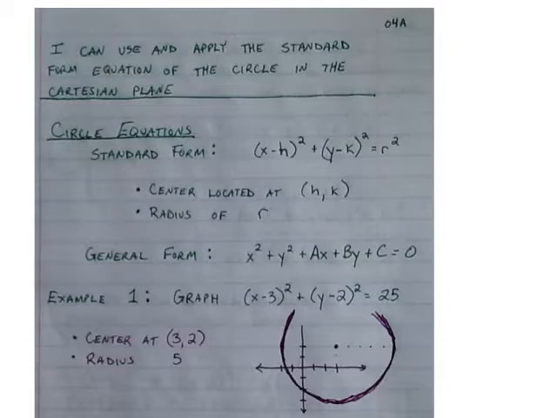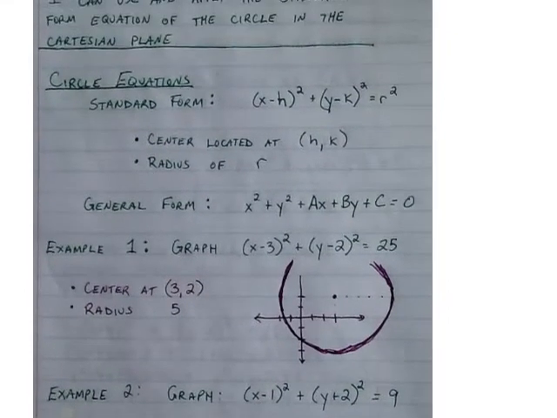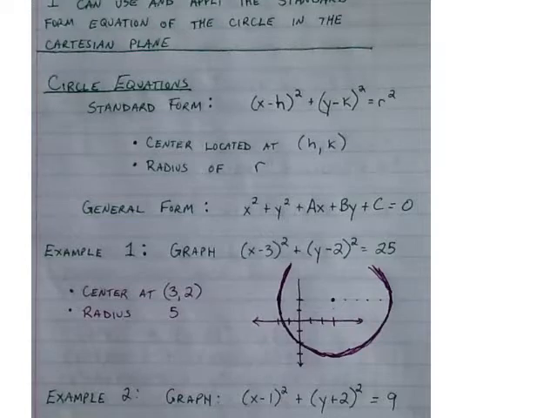So let's take a look at the first example. What we have is graph the equation (x minus 3) squared plus (y minus 2) squared equals 25. So looking at the equation, I find that I have a center located at (3, 2). So I plot my point at 1, 2, 3 units over and 2 units up. And then the radius is given as 25, which is 5 squared, so our radius is 5.